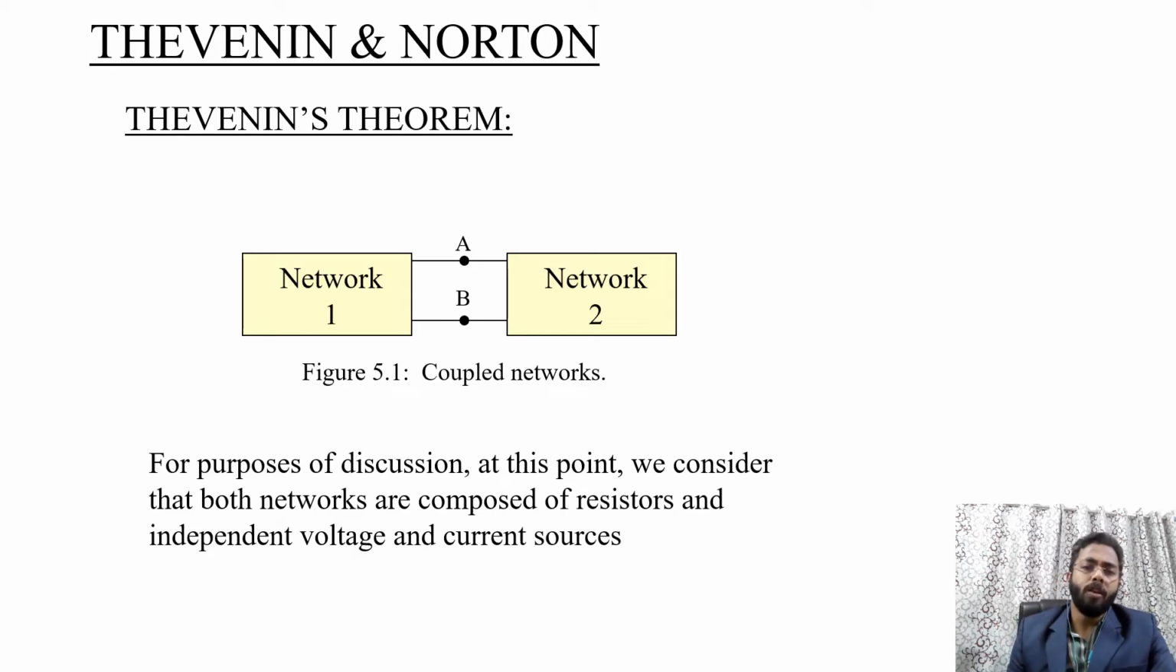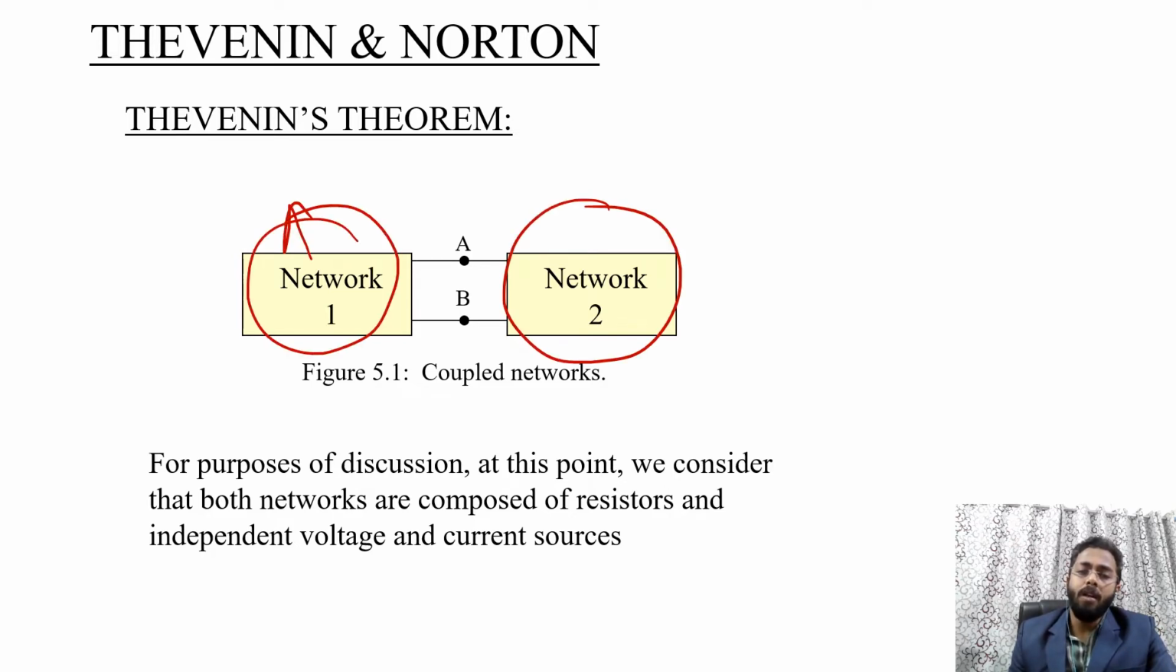Under Thevenin's theorem, you can see that there are two networks, network 1 and network 2, coupled through terminals A and B. For the purpose of discussion at this point, we consider that both networks are composed of resistors and independent voltage and current sources.